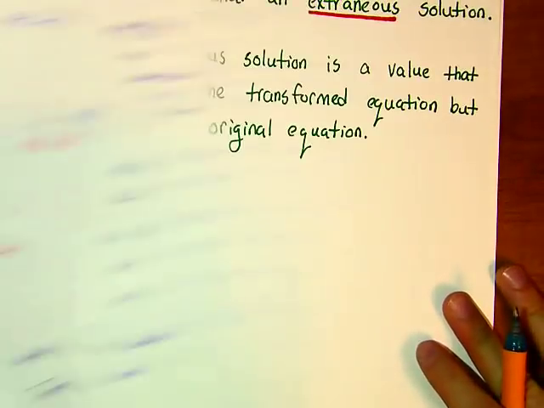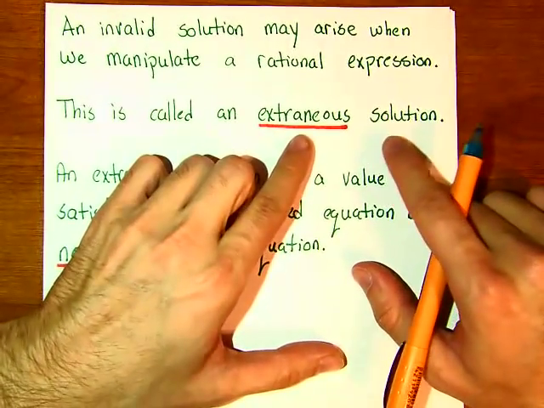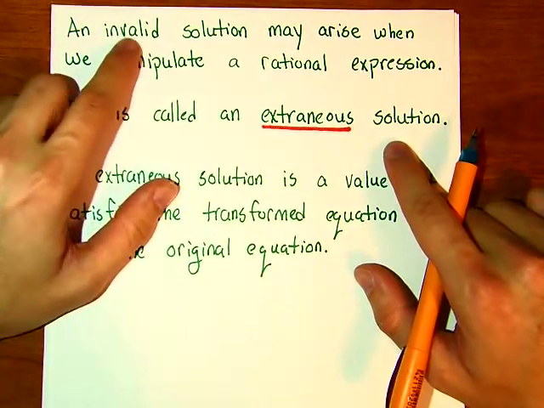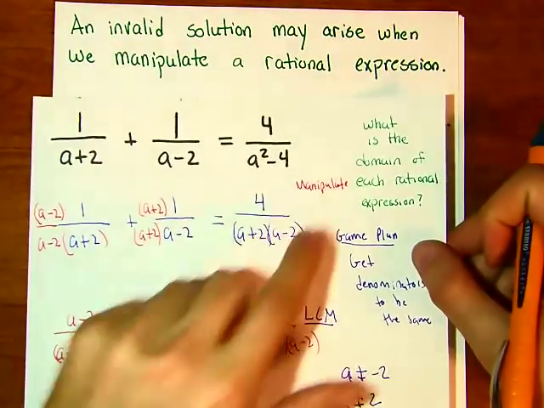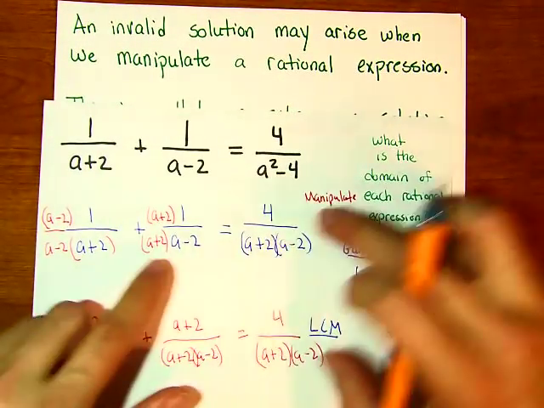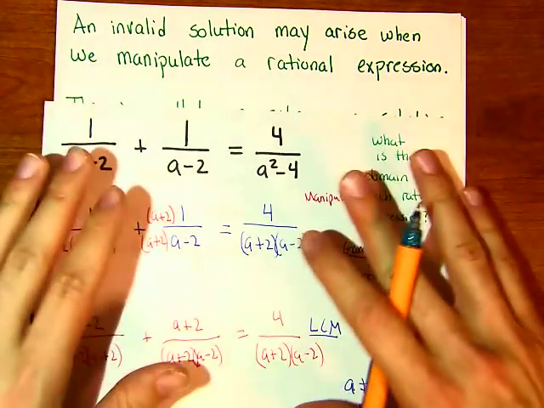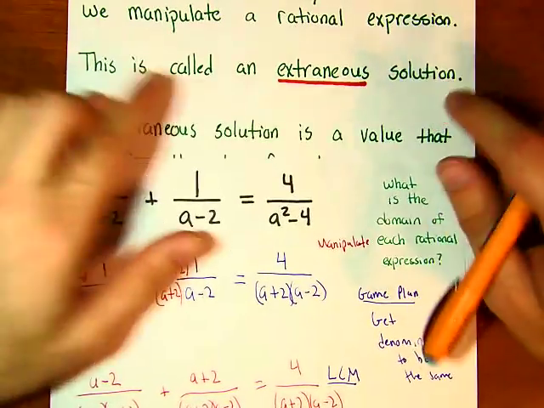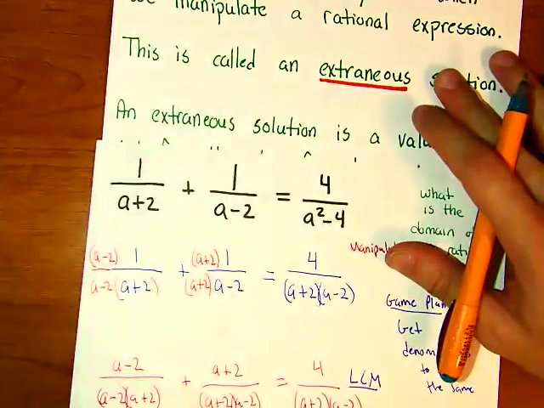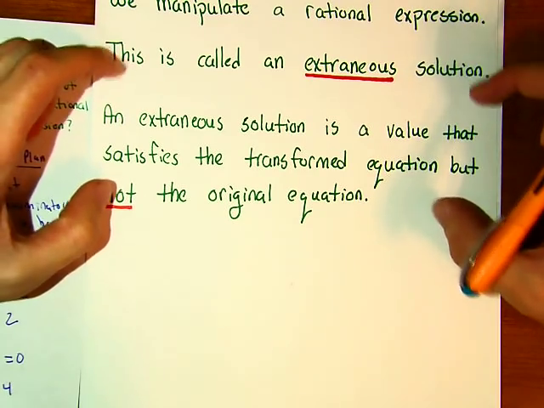Here, this is an important idea that we need to talk about, this idea of an extraneous solution. An invalid solution may arise when we manipulate a rational expression. When we are doing this a plus 2 over a plus 2, a minus 2, when we're changing things around, we are manipulating the game. And when you manipulate the game, sometimes an extraneous solution may occur, such as over here.